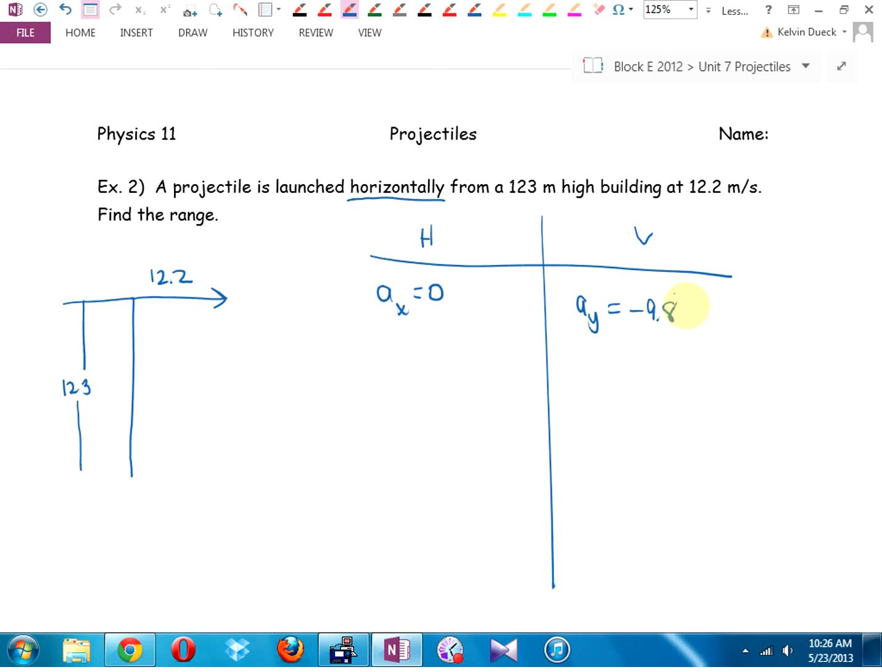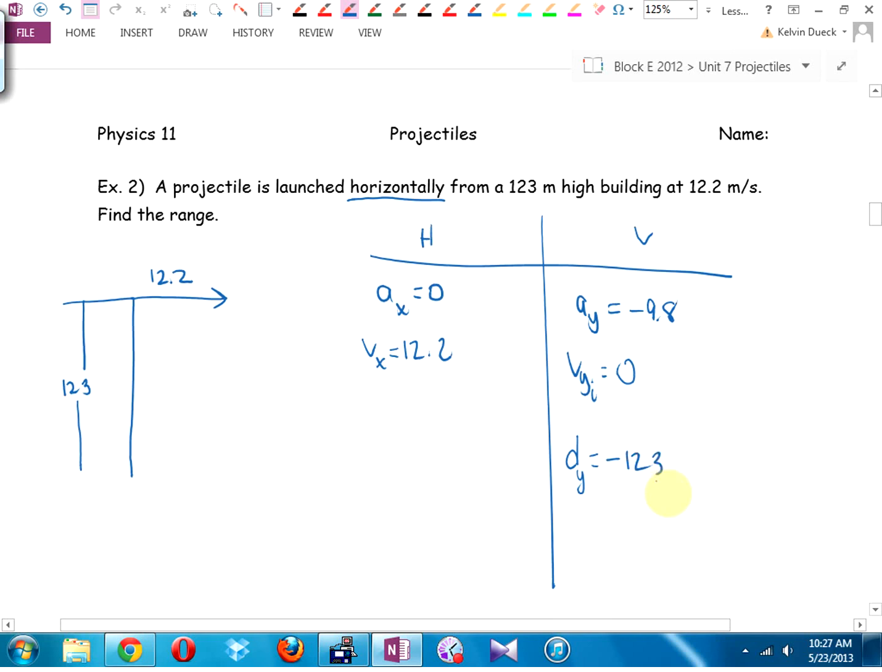Horizontal velocity, Vx. What's Vx? I like that. What else do I know? Vy. I don't know Vy, but I do know the initial. What else do I know, Tanisha? You were right. Vertical, what is the vertical distance? Careful, it's not 123. It's negative. Right.